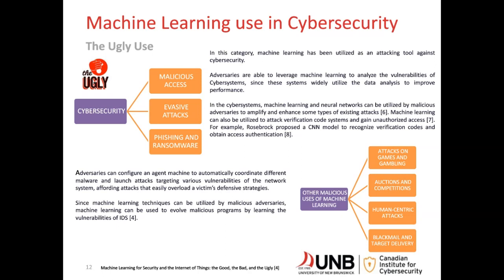unauthorized access. For example, Roseberg proposed a CNN model to recognize verification codes and obtain access authentication. In this category, adversaries utilize different ML models in different malicious uses, such as malicious access, evasive attacks, or phishing. There are also some other malicious uses of ML, such as developing a model to attack games or gambling, or using machine learning models to learn optimal strategies for auction scenarios and competition, or developing models for human-centric attacks. And the last one is tuning ML models with the aim of blackmail and targeted delivery.